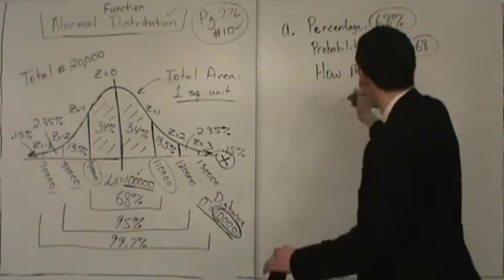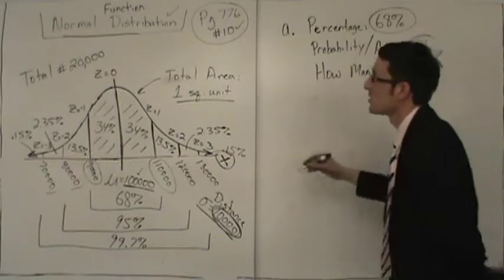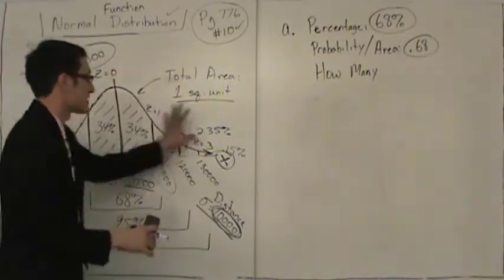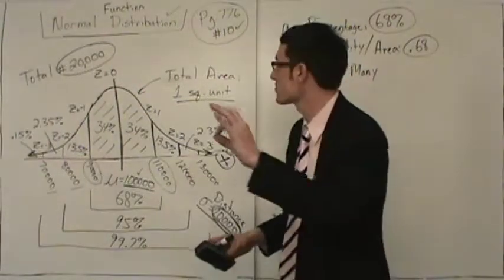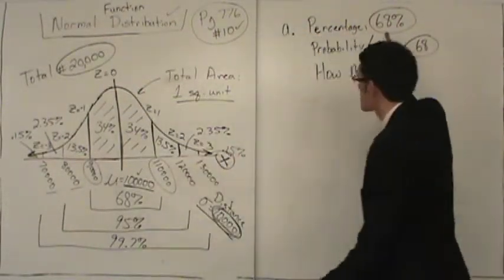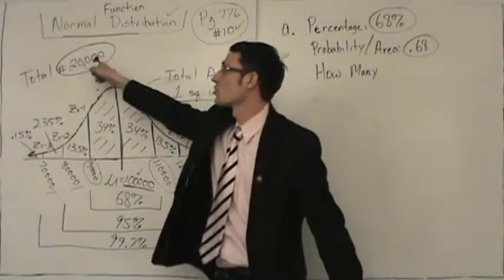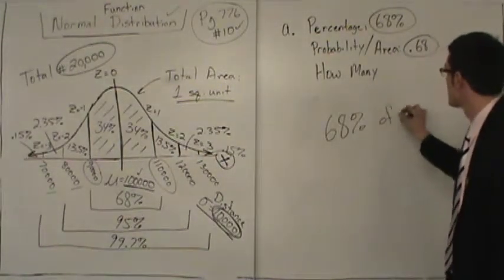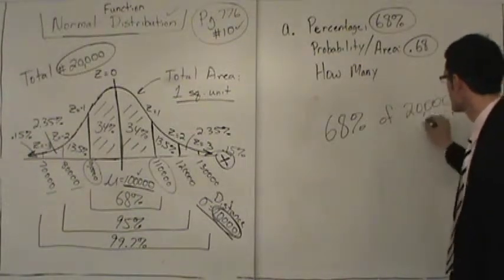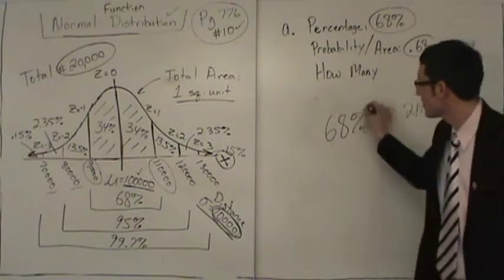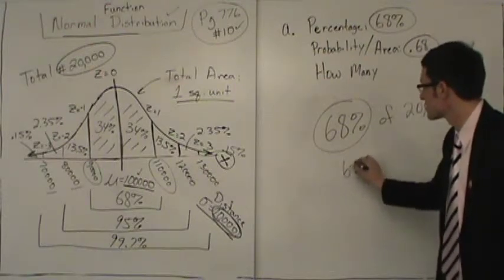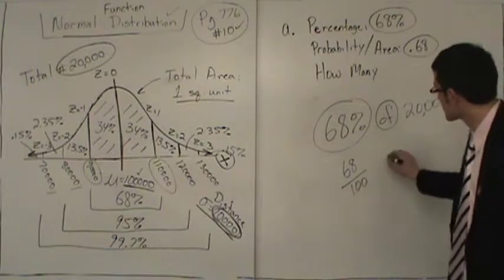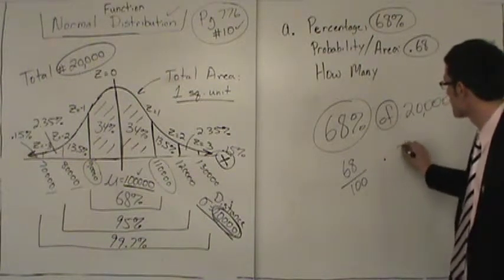It's pretty simple. To find how many, watch this. How many batteries total were produced? This curve represents 20,000 batteries produced. So we're interested in 68% of that total. We're trying to find 68% of 20,000. 68% can be written as 68 over 100, and of means multiply. So we're looking at 68 over 100 multiplied by 20,000.